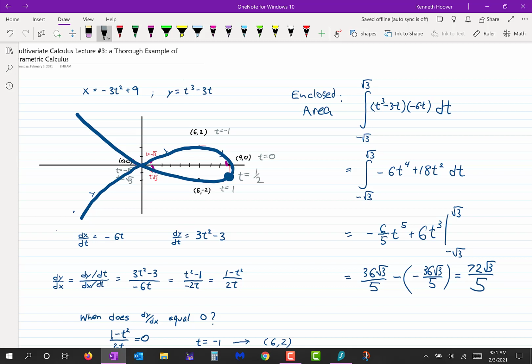When t is 1/2, what I want you to be able to do is calculate the tangent line at that point. Let's erase some of this other stuff here.